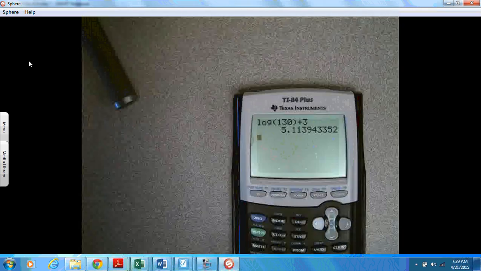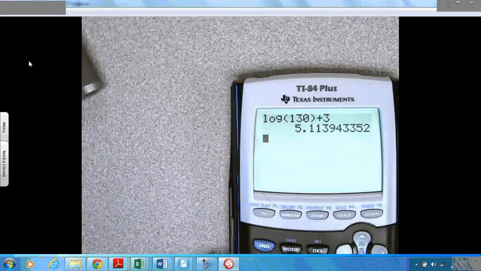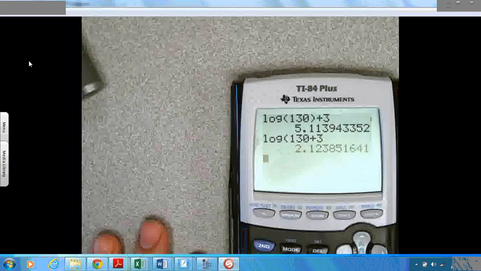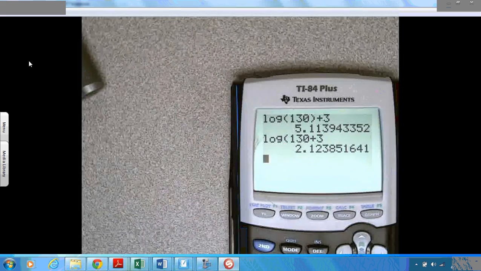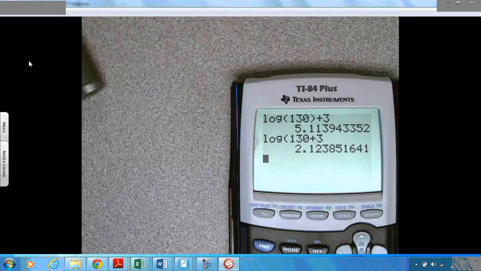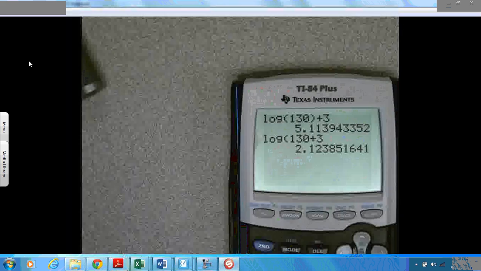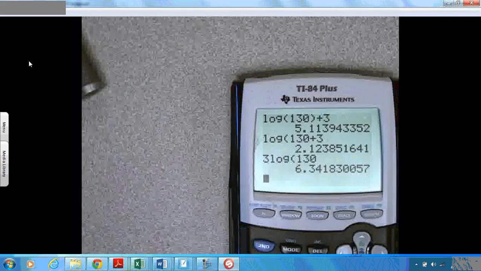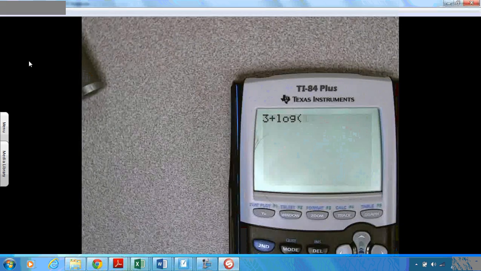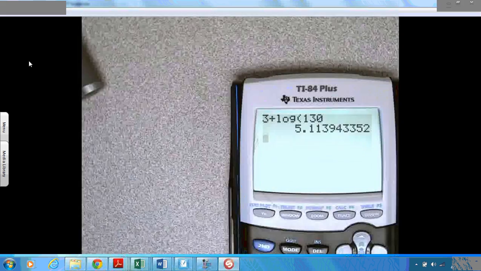Here's what I typed in. Let's see, what would happen if I typed in log of 130 plus 3? Oh, that's a no-no. That's taking a log of 133, so you got to close that parenthesis and then add 3 to it. Is that okay? Another way to make sure you don't mess up is I could do 3 plus log of 130. And there's the 5.1.